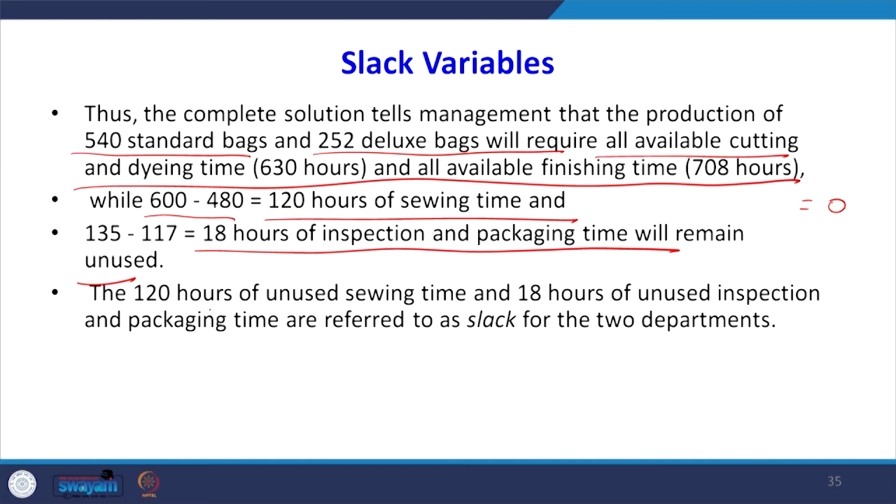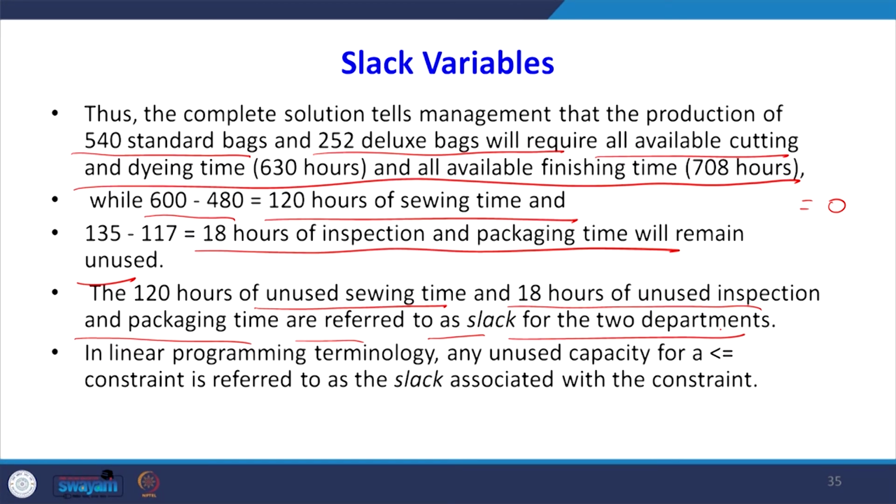So, 120 hours of unused sieving time and 18 hours of unused inspection packaging time are referred to as slack for the 2 departments. In linear programming terminology, any unused capacity for a constraint of less than or equal to type is referred to as slack associated with the constraint. So, in a linear programming model, if the constraint is of less than or equal to type, the corresponding unutilized resources are called slack variable.